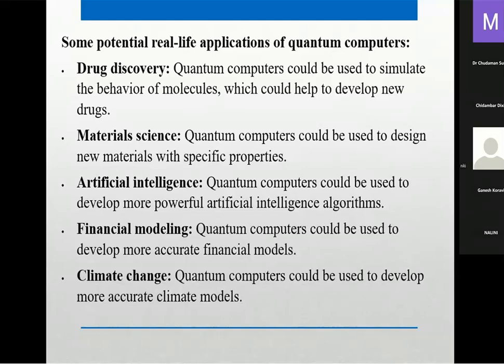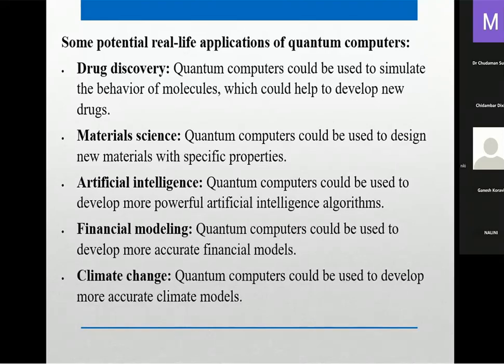Drug discovery is there, material science is there, artificial intelligence is there, financial modeling. We can use quantum computers to develop more accurate financial models. Also, it can give you exact climate change predictions on Earth. So we can see in detail how it will be useful for drug discovery.